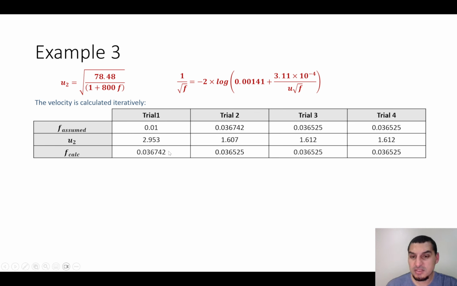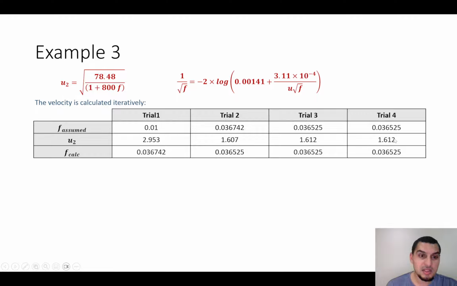So the next assumption is the product of the first trial. So we take this number as the new assumed value, substitute here and repeat the same thing, and then you calculate the velocity is 1.6, and then the calculated value is 0.0365. So you see here the values are getting much closer than before. So the difference is only in the fourth decimal place.